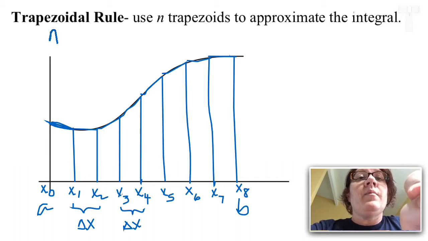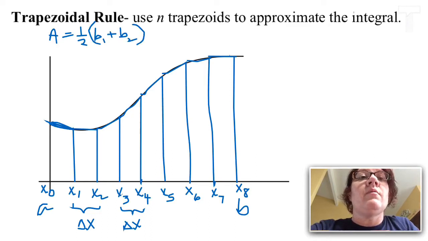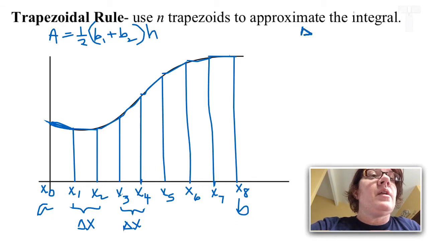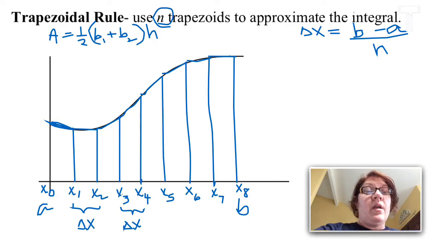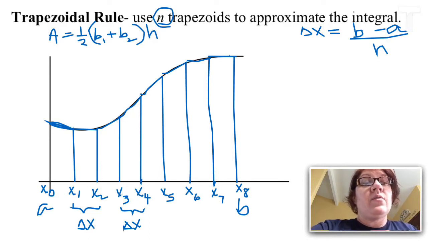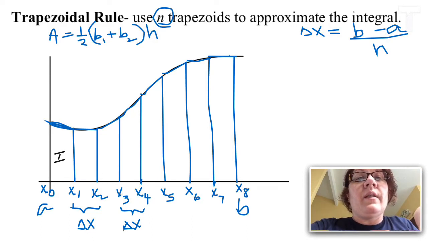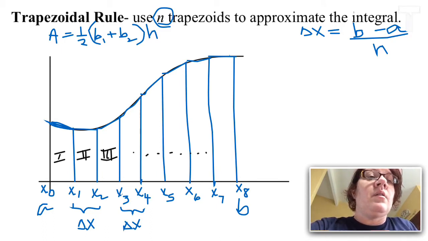So remember the area formula for your trapezoid is 1/2 base 1 plus base 2 times height. We're going to use that repeatedly. And nothing's changed in terms of solving for delta x. I take the width of the interval, which is b minus a, and divide by however many trapezoids, in this case n. So now, if I number these trapezoids, I'm going to find the area of each of these, and then I would add them all up to get the total area.